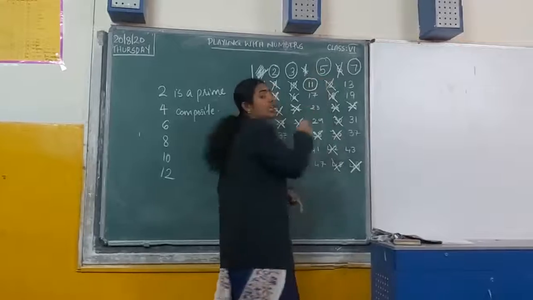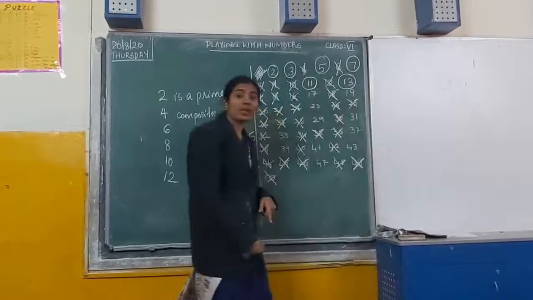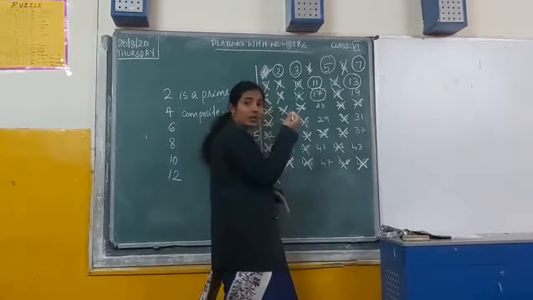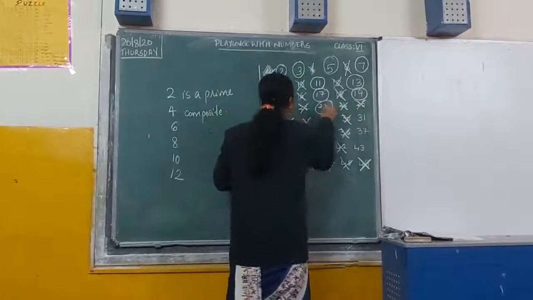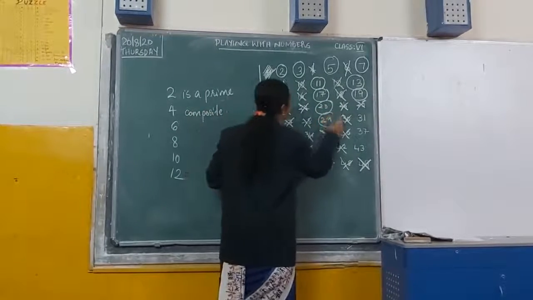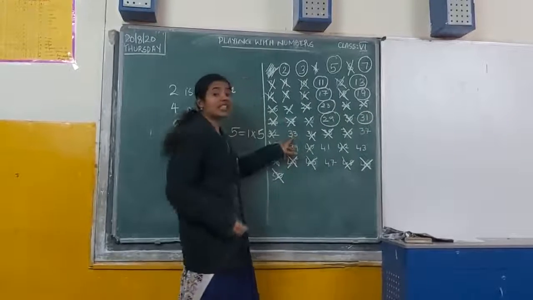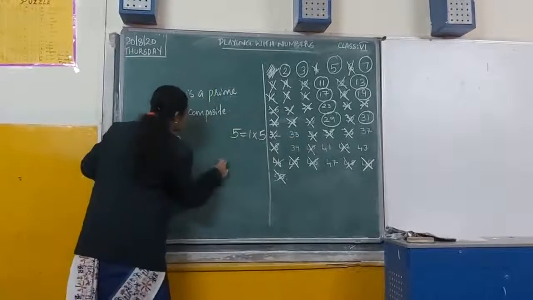11. That is a prime number. 13 is a prime number. What about 17? That is also a prime number. 19, 23, then 29, 31.